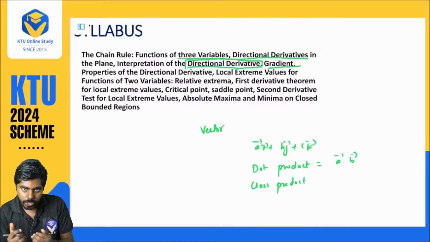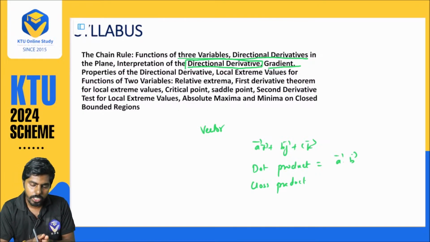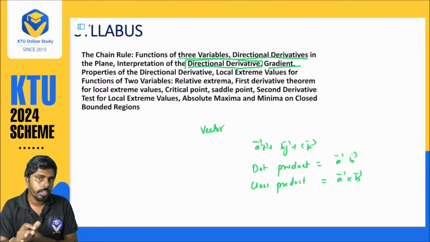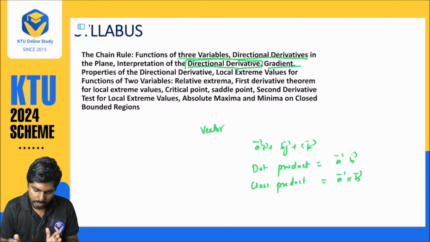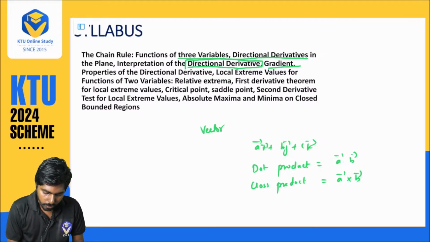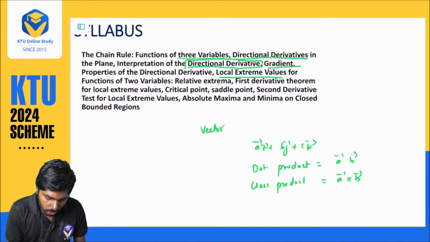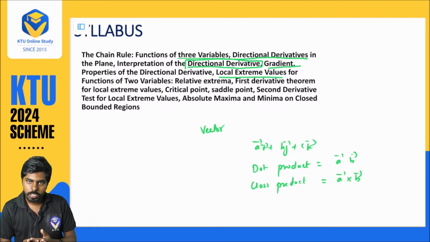When we enter the syllabus, we will learn about the dot product. What is the cross product? A cross b vector: the cross product means we will be working with the matrix. That is very important. Then properties of directional derivatives, local extreme values of functions of two variables, the same thing here also.